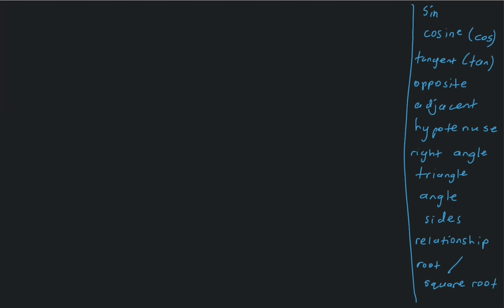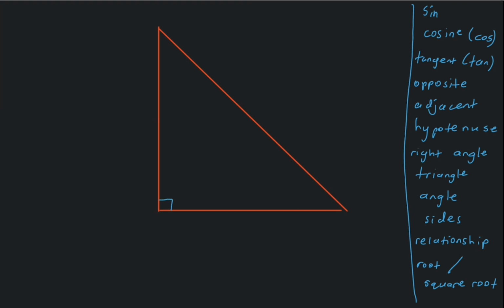Alright, let us assume you are given such a triangle, okay? Now here we have our triangle and this is our right angle. Please take note that the functions sine, cosine and tangent work for only right angled triangles, okay? There must be a right angle. That is the first rule.